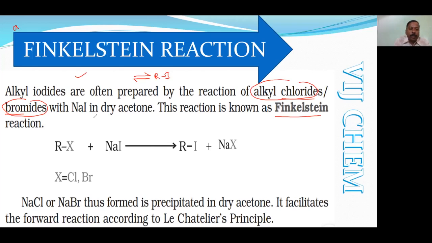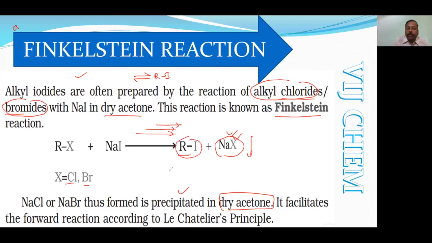Now, the alkyl halide is treated with sodium iodide in dry acetone. In dry acetone, this reaction is known as the Finkelstein reaction. So X is equal to Cl or Br, it is possible. Here NaX will be formed and RI will also be formed, so they are to be separated. Therefore NaX is precipitated in dry acetone. Why is dry acetone used? Because NaX is not soluble in it. Whatever NaBr or NaCl is formed will be precipitated. Once one of the products is removed, the reaction will go in the forward direction.